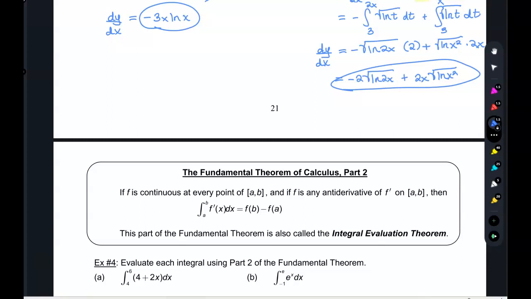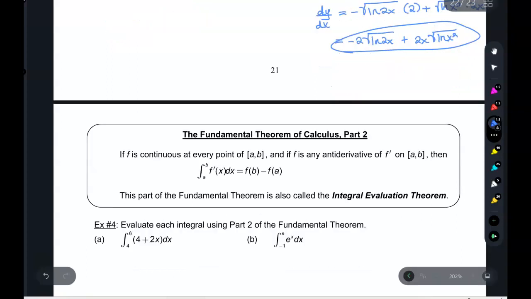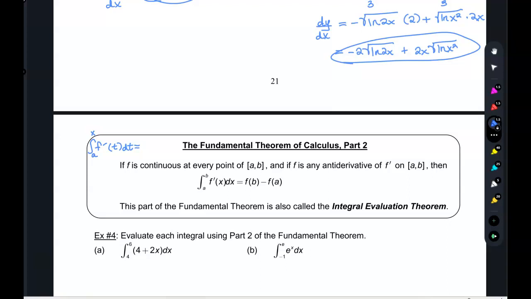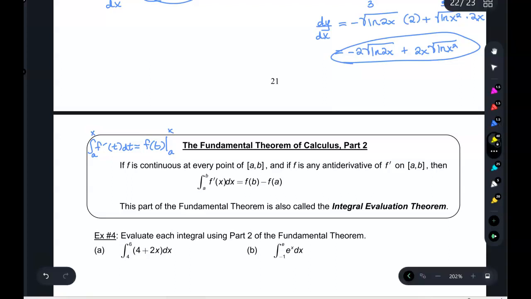Okay, part 2, we've actually already done. We just used it. We did this in the last lesson where we had something like this, and then we said that's going to be equal to f of t, and then we evaluated from f of x minus f of a. This is the same exact thing. This is just what we call part 2 of our fundamental theorem of calculus.